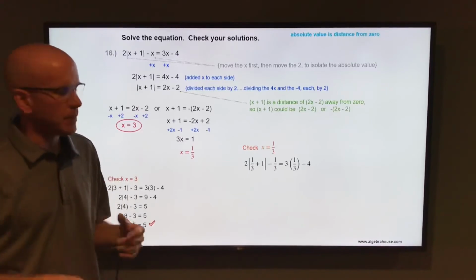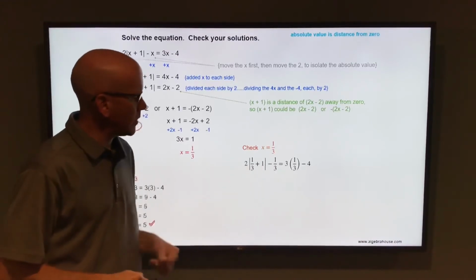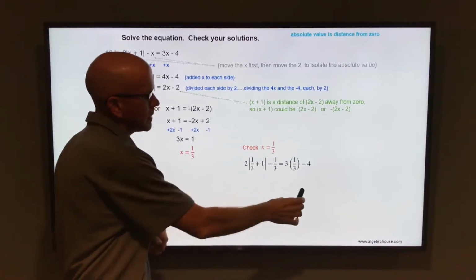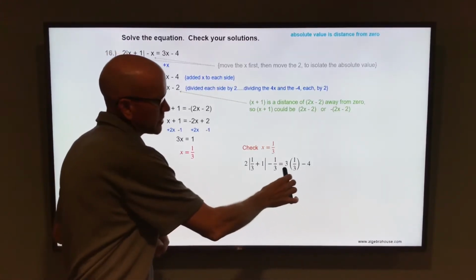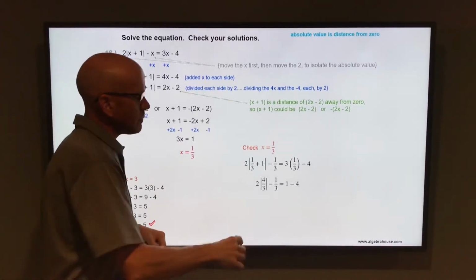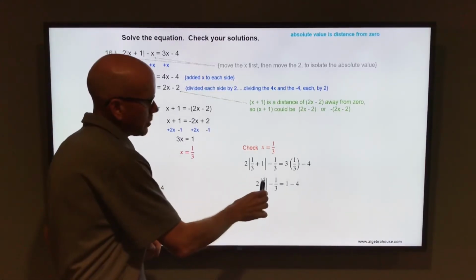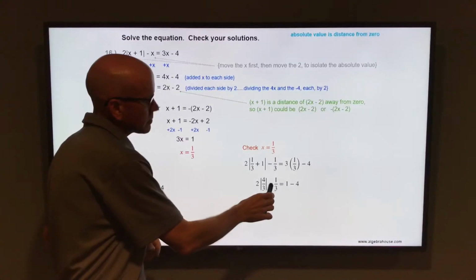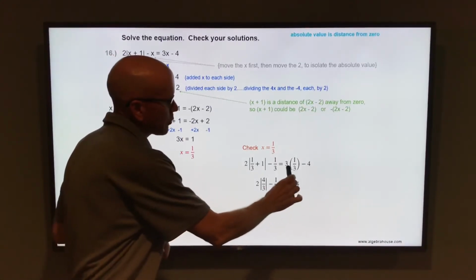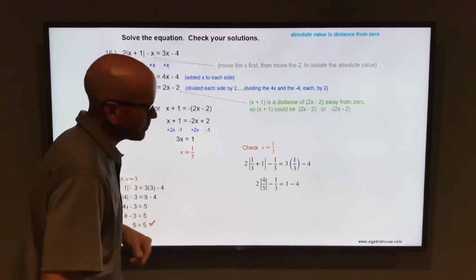Fractions, most people grab the calculator. I would get a common denominator. That 1 would be 3 over 3. So I'm looking at 1/3 plus 3/3 over with this multiplication. 3 times 1/3 is just going to be 1. So 1/3 plus 3/3, that is 4/3. We have 2 times that minus 1/3 on the right side now. 3 times 1/3 is 1 minus 4.